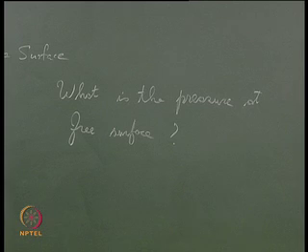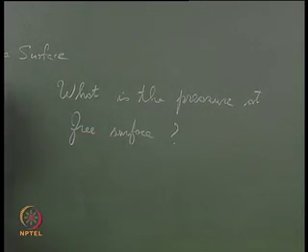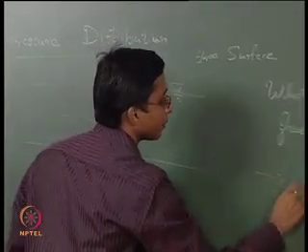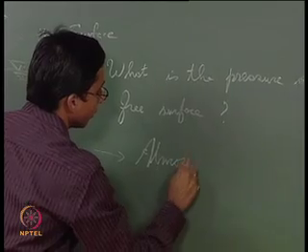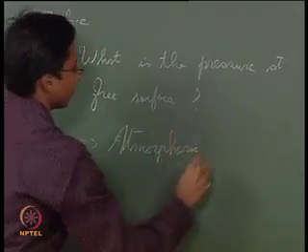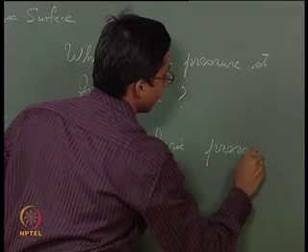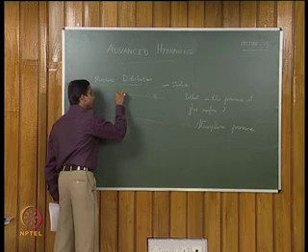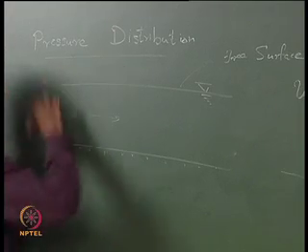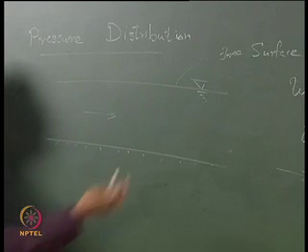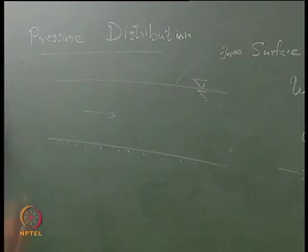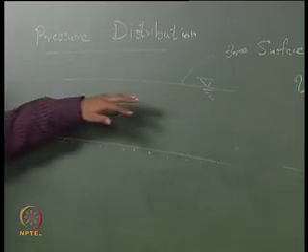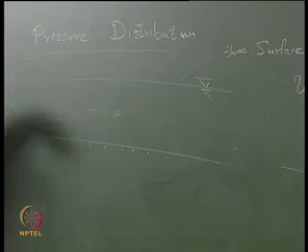Any guess from your side? The pressure at the free surface is nothing but the same as the atmospheric pressure, because the free surface is interacting with the atmosphere here. That is why the term free surface itself is used: on the free surface the pressure is the same as the atmospheric pressure.